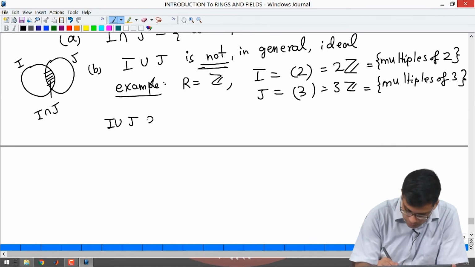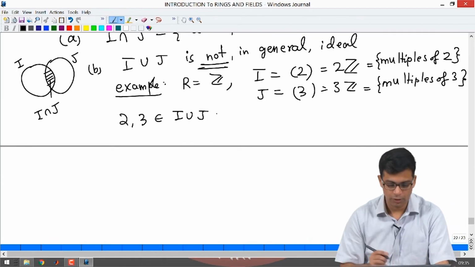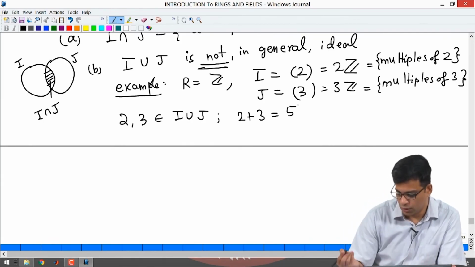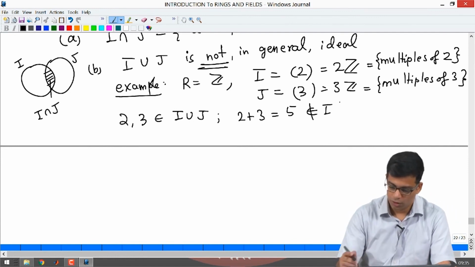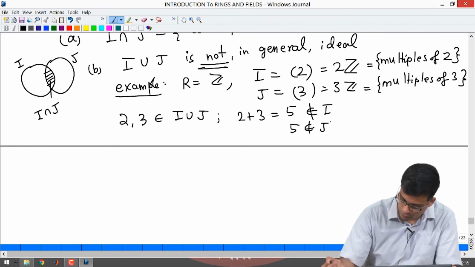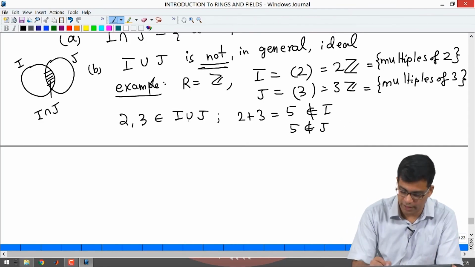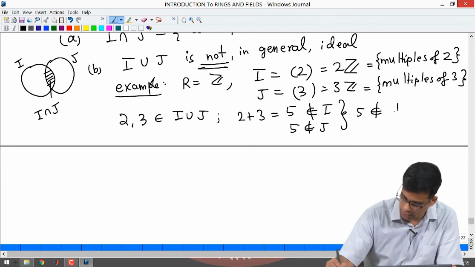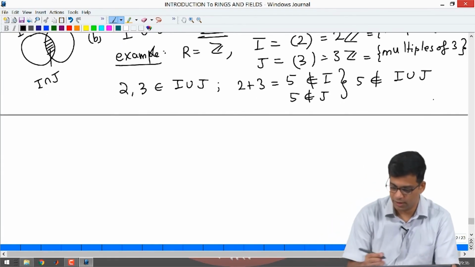So, for example, 2, 3 are both in I union j, right. So, what is 2 plus 3? 2 plus 3 is 5. 5 is not in I because 5 is not a multiple of 2. 5 is also not in j because 5 is not a multiple of 3. So, you have 2 and 3 in I union j, but their sum is not in I union j. Okay. So, 2 and 3 are there, but their sum is not there.